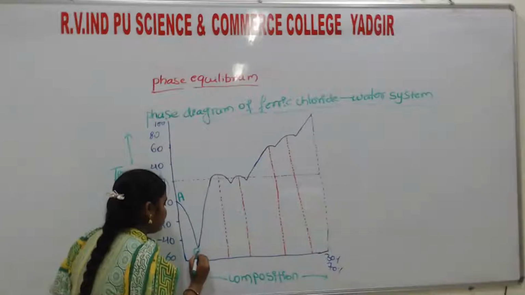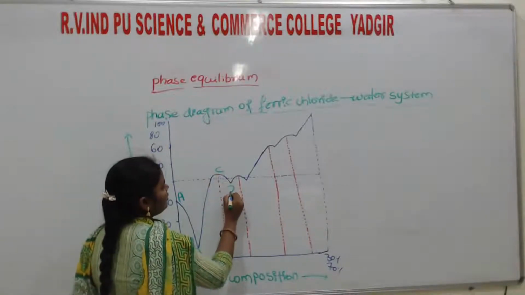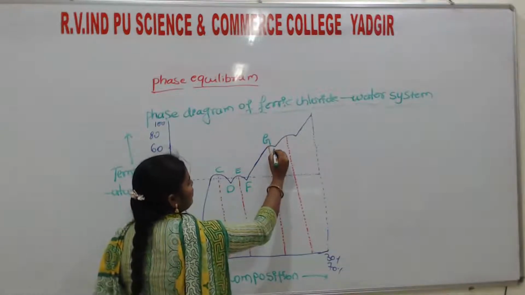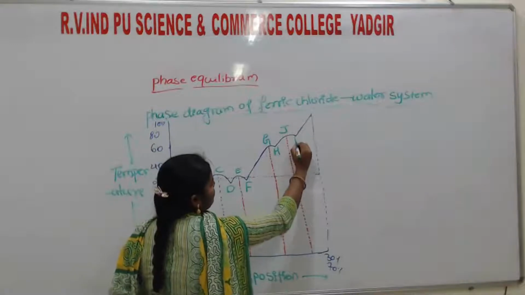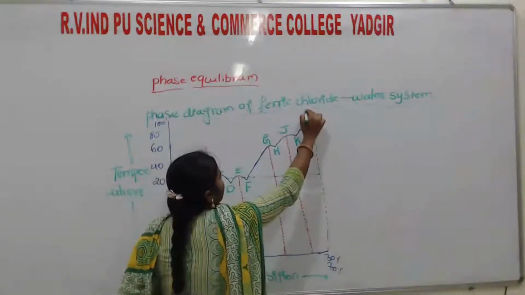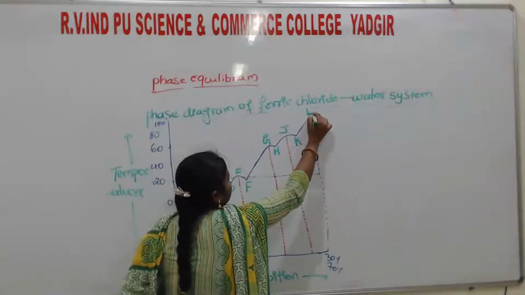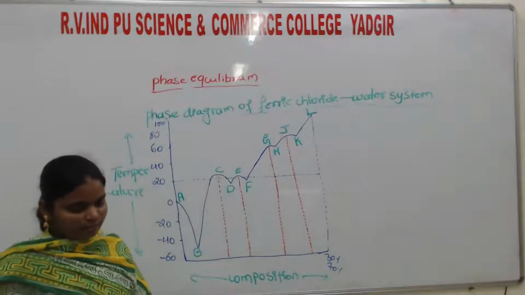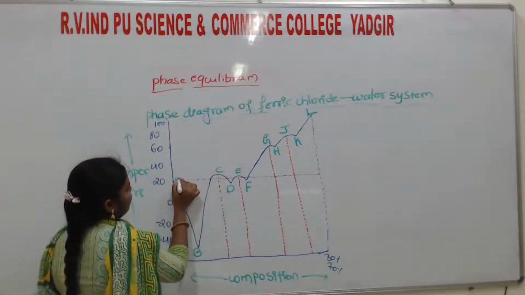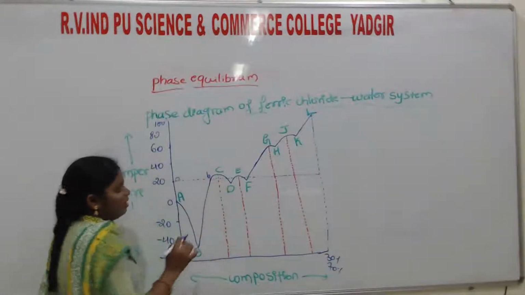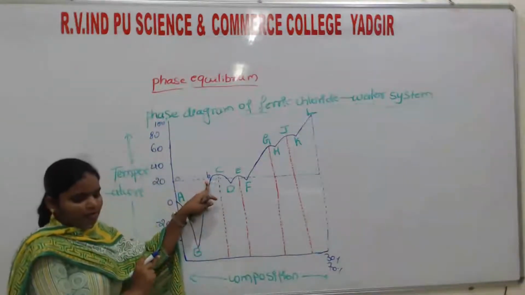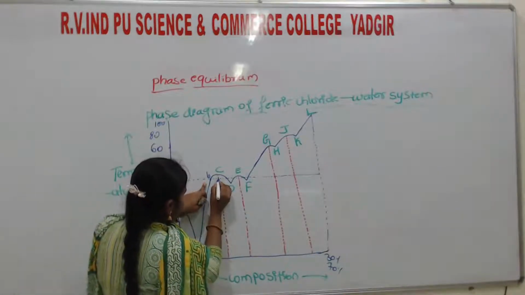A and B. This is C. This is E, F, G, H, J, K, L. This point is L. And here this is a and this one is B. This is B here, and this one is C.